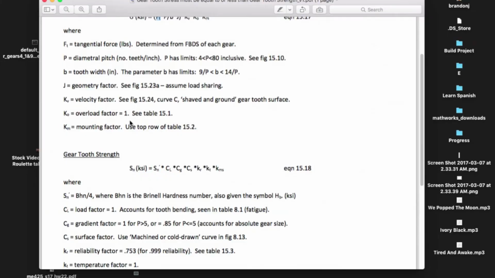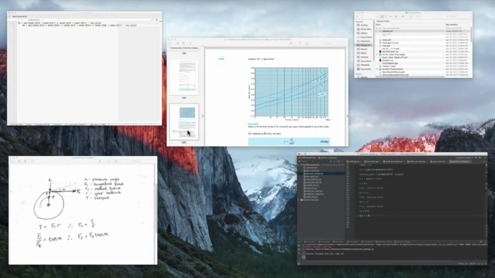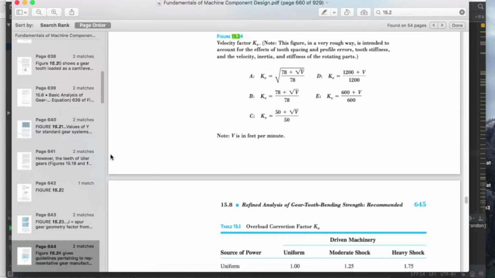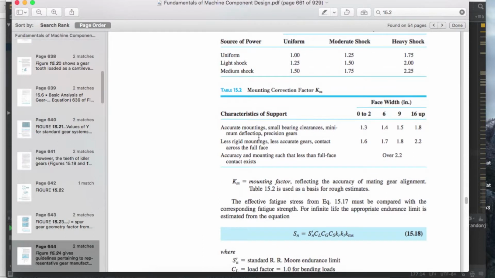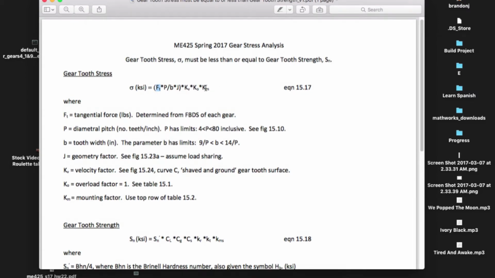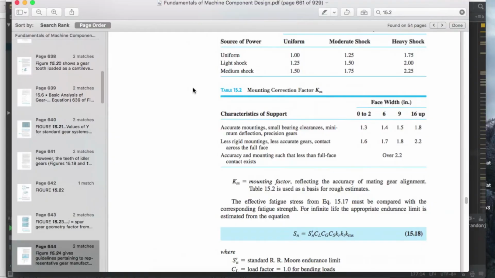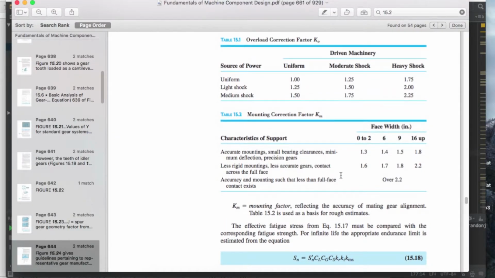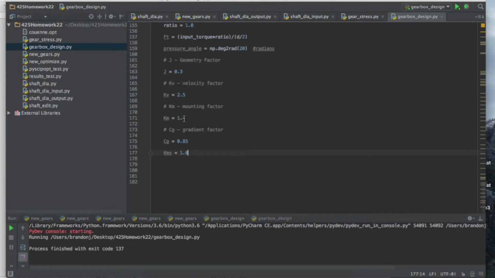So let's go ahead and just look at the mounting factor table 15.2. Okay, here we go. Mounting correction factor. Okay, so we see that in this equation, mounting correction factor is linearly a coefficient to the rest of the equation. So the larger the value, the larger the stress. So we want to pick the largest one. So I think we say that our face width, we'll just take an average and we'll just put it as 1.4. So it doesn't really matter. So we'll just leave it as 1.4. It's fine. And here we'll just do 1 for KMS.